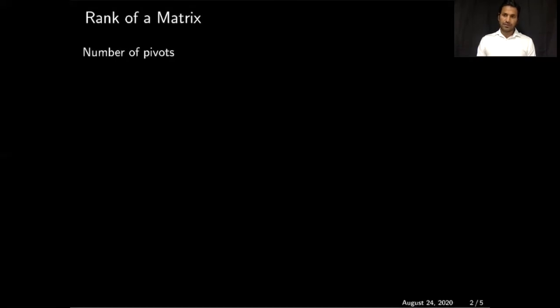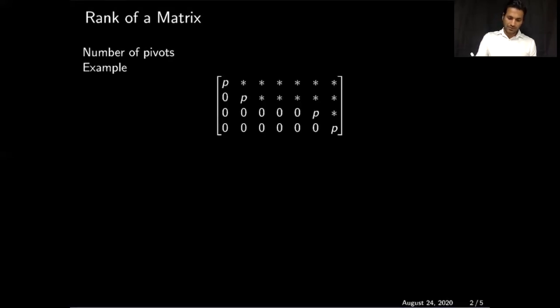The rank of a matrix is simply defined as the number of pivots. For example, in this matrix, we have 4 pivots. So the rank of this matrix, let's suppose this matrix is A, is 4. Let me give you one more example.